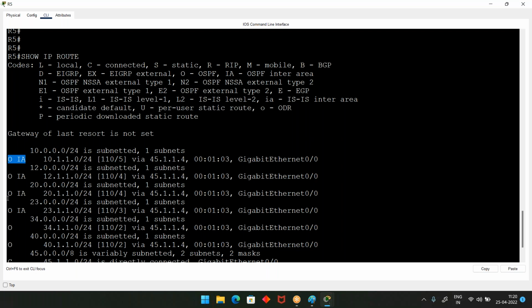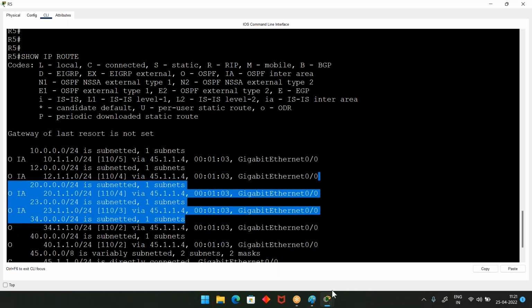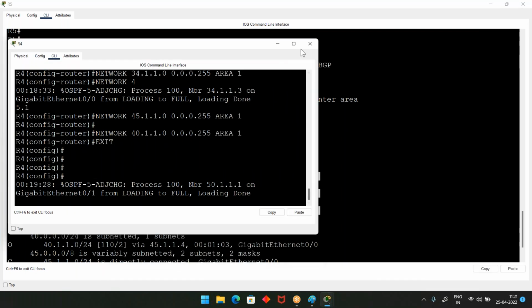You can check this 20.1.1.0 also in OIA form. 20.1.1.0/24 also belongs to a different area. R5 belongs to a different area, and this network belongs to a different area. So that's why I can see it as OIA. Now let's go to R4 as well.